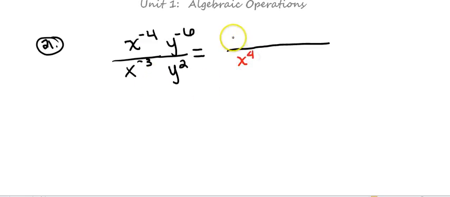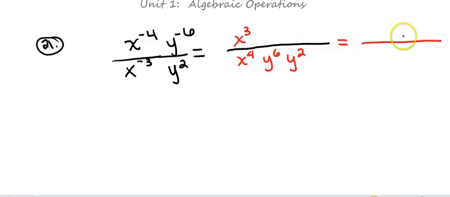x to the negative 3, move it to the top, it becomes a positive exponent. y to the negative 6, move that to the bottom, it becomes positive. And then y squared is already positive, so leave it where it is. Now simplify. y to the 6 and y squared, they are both in the same location, they're both on the bottom. So that's actually a multiplication problem. y to the 6 times y squared is y to the 8.